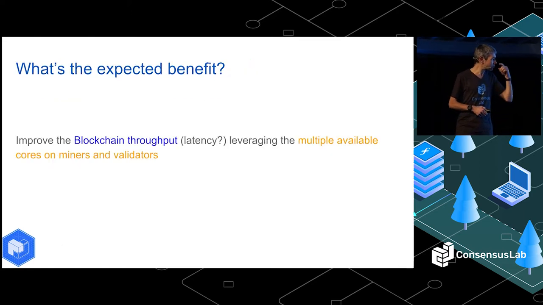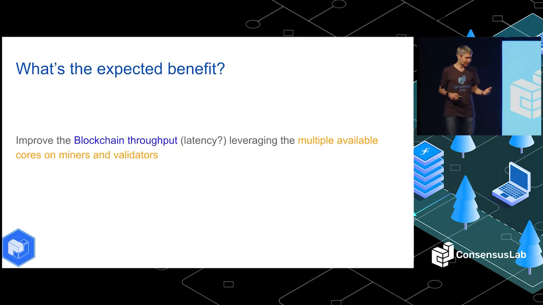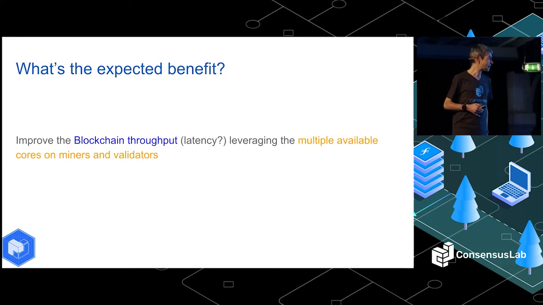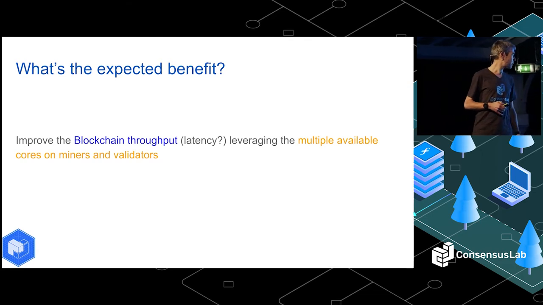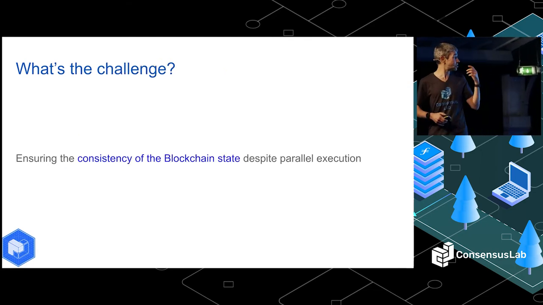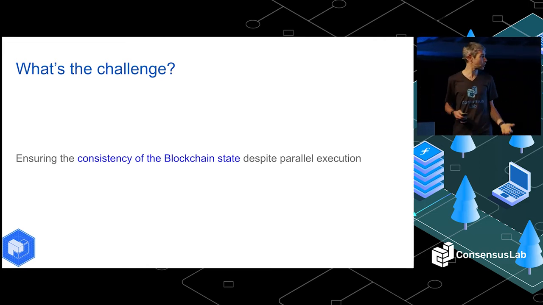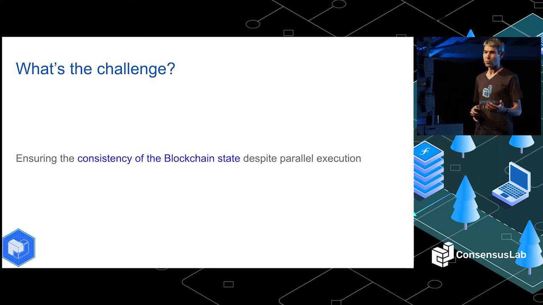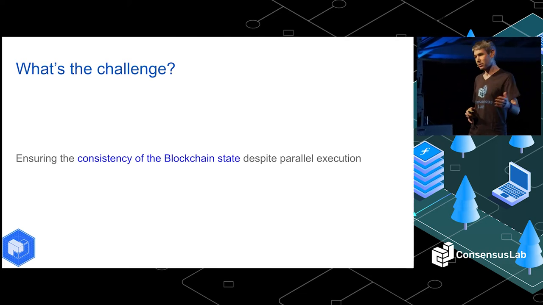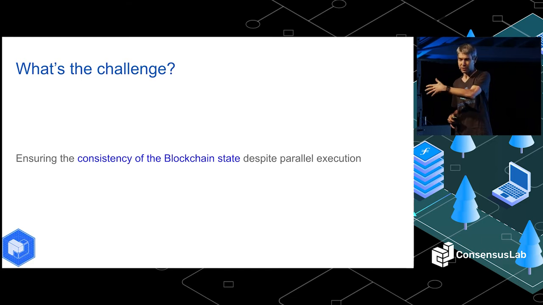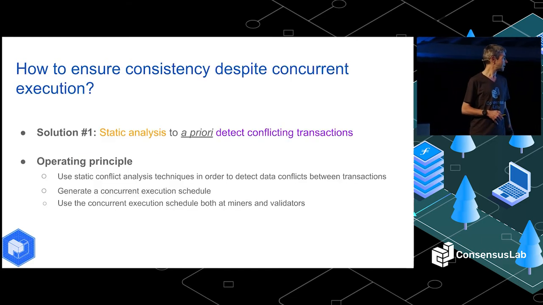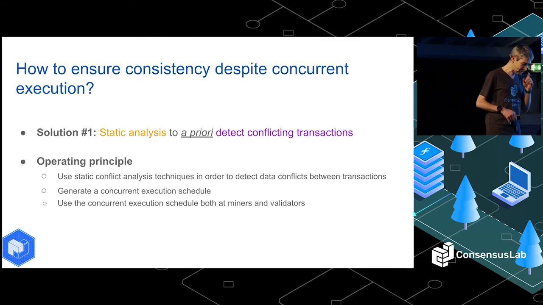So why would we need to do that? What's the expected benefit? Obviously, you can guess. It's to improve the blockchain throughput, maybe the latency, but that's not that obvious. It's not sure that this will be improved by leveraging, as I said before, these multiple available cores on miners and validators. And the challenge here, as you've seen on the previous slide, is to ensure the consistency of the blockchain despite this parallel execution. So we don't want to have this X that equals 3 on miners and 20, for instance, on the validator. So how can we ensure that?